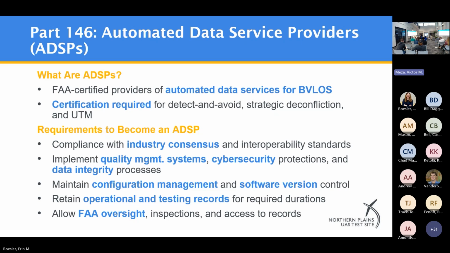So as a service provider, I'm not just limited in scope to 108. 146 is a larger aperture. It says, hey, if you want to offer, say, detect and avoid services to 108 operations, you only have to meet levels 1 or 2. But if you want to offer detect and avoid services to other airspace users that are operating under, say, Part 91, you have to meet level 3.